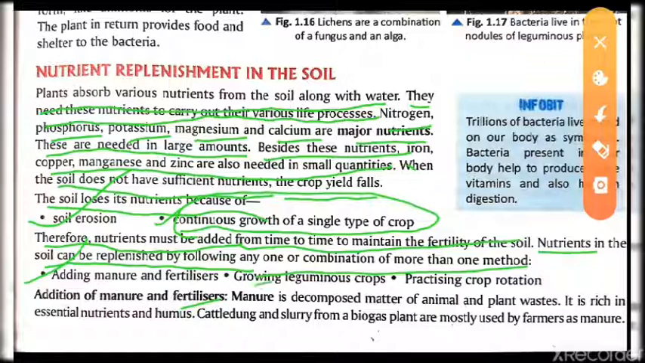Second thing, growing leguminous plants. This is a natural method. That means if you grow the leguminous plants, they have the bacteria in the root nodules. So this is one method.